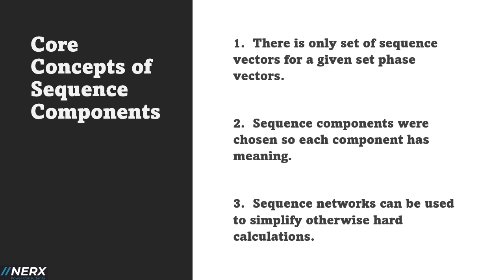Here are the core concepts of sequence components. First, each set of three phasors has one and only one representation in the sequence space. The sequence domain is a decomposition of the phase domain. Second, the components were chosen because they have meaning. It is important to understand their meaning. Lastly, sequence components can be used to simplify analysis in much the same way using Fourier transforms simplified the analysis of circuits. The one-to-one transfer to another domain allows for simpler methods to be used.